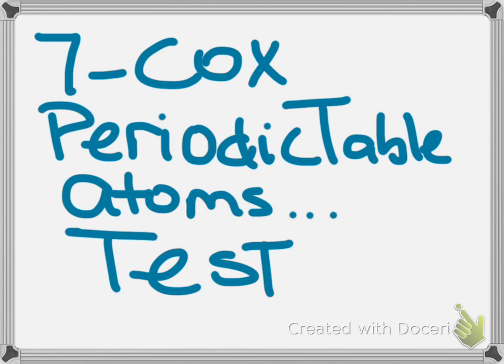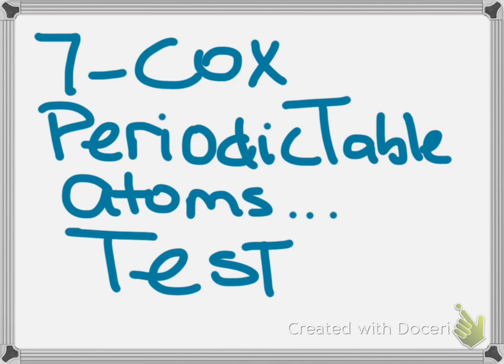Number 23. A neutral atom has an equal number of positive and negative charges. If a neutral fluorine atom has 9 protons and 10 neutrons, how many electrons will it have? A. 10, B. 9, C. 8, D. 7.